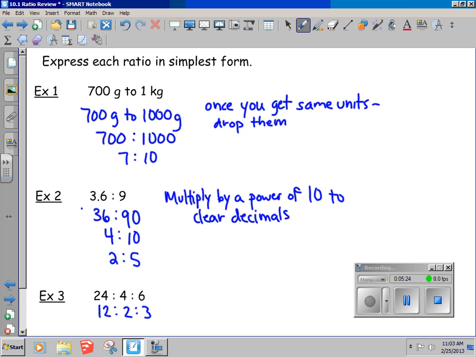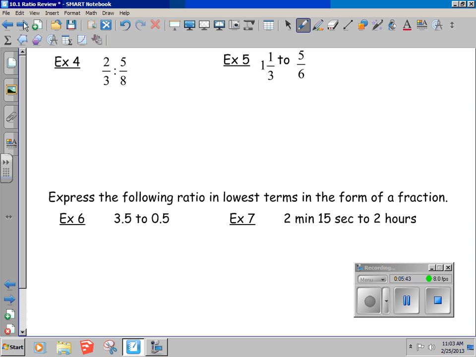Now kids often say, well, can I take a common factor out of 2 of them? And the answer is no. In order to simplify a ratio, the common factor has to be in all three of them. And there is no common factor in all three of these, so that's as simple as it gets. Okay.